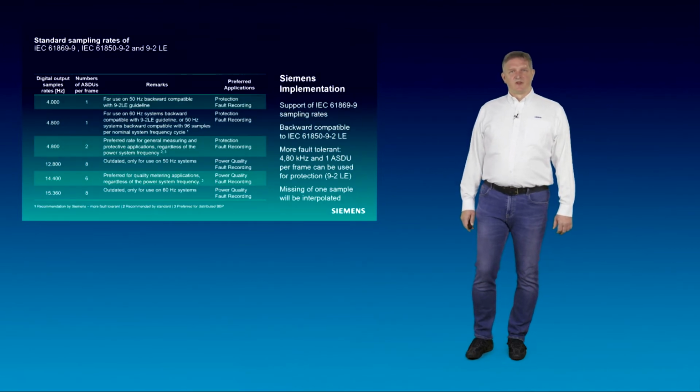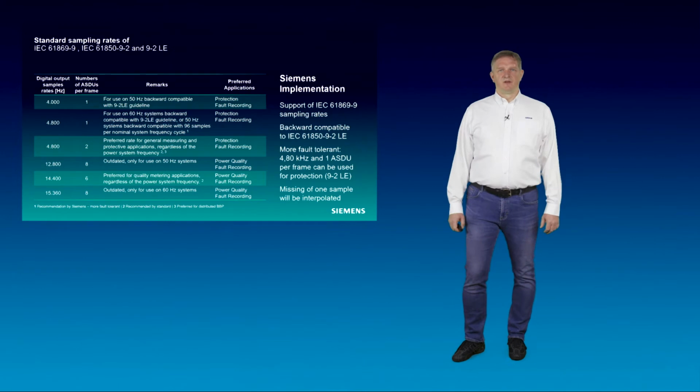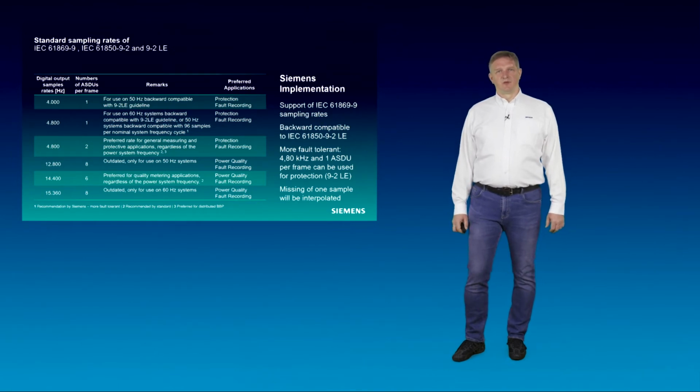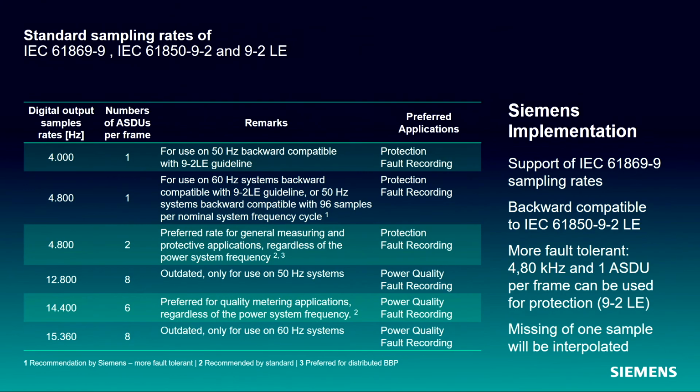What type of streams are supported? The 6MU85 merging unit as well as the ProSpace client are supporting the sampling rates as per IEC 61869-9 and for backwards compatible streams as per 61850-9-2 LE. To be more fault tolerant, the ProSpace client interpolates a single missing sample without jeopardizing protection functionality.